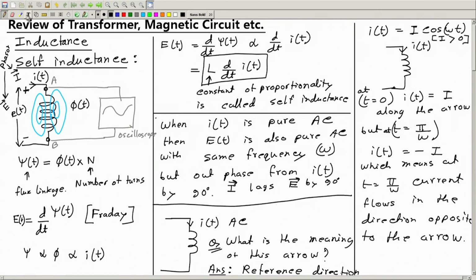Now I can draw the timing diagram like this. So if this is E, then I, so this is e(t), not capital E, small e(t), this is i(t). i(t) will be 90-degree lagging.